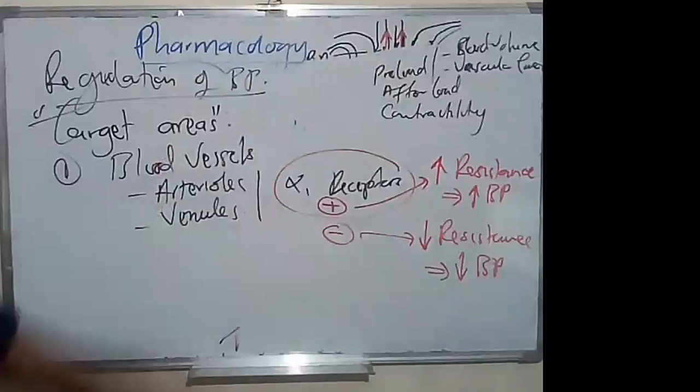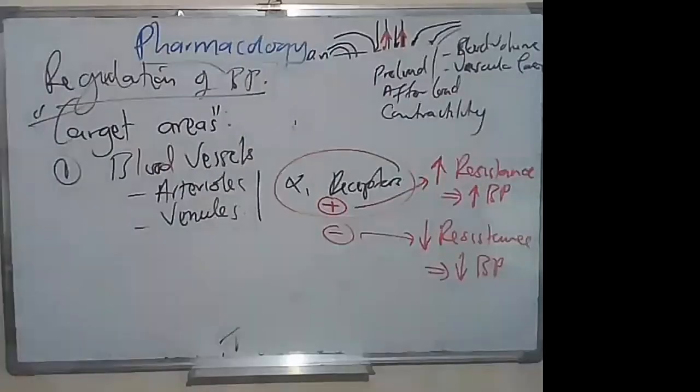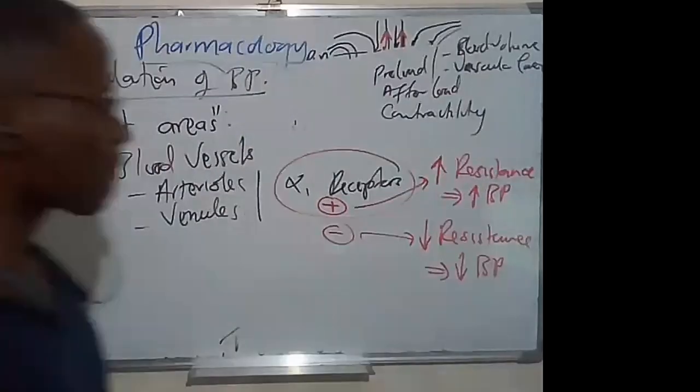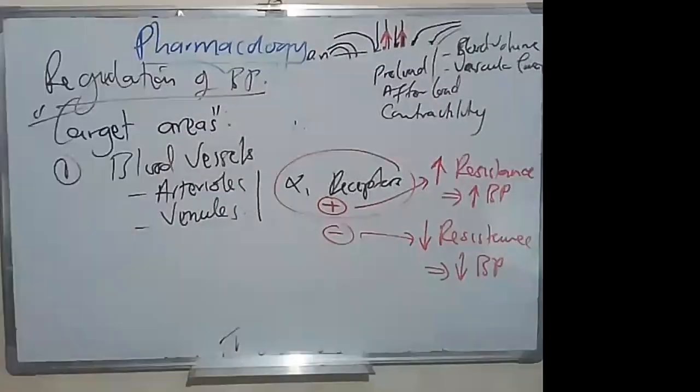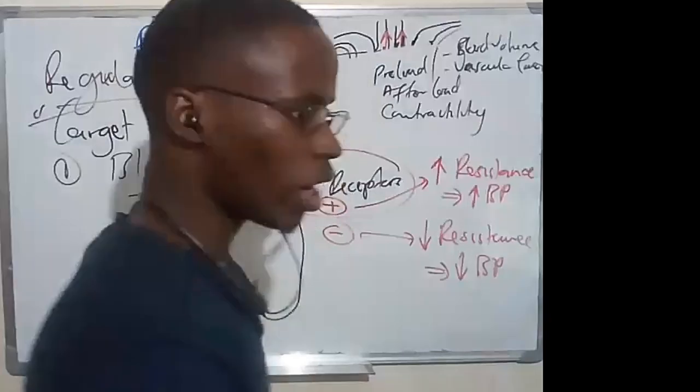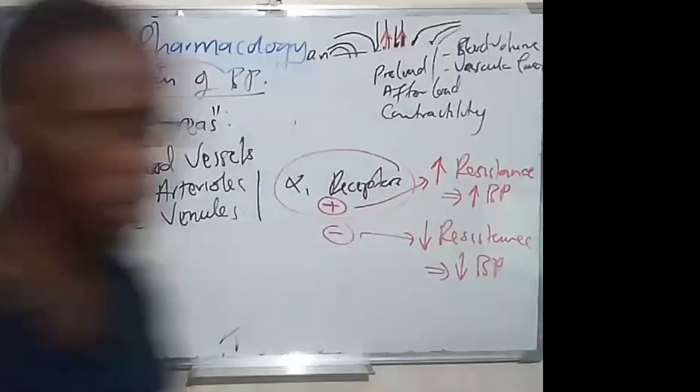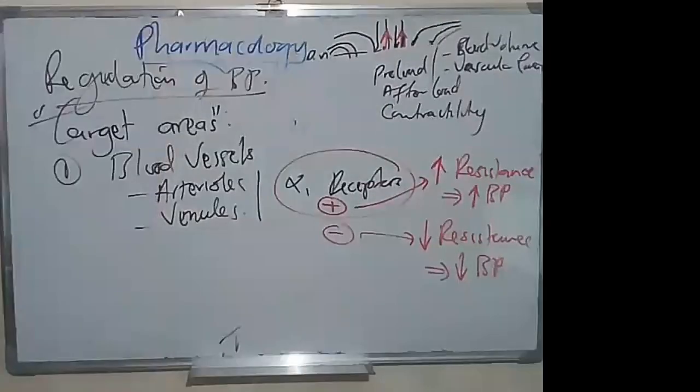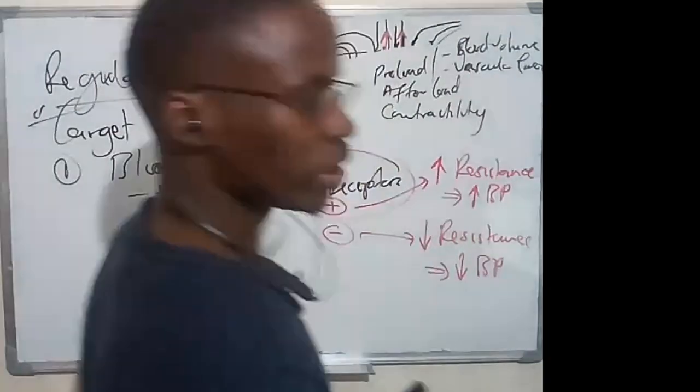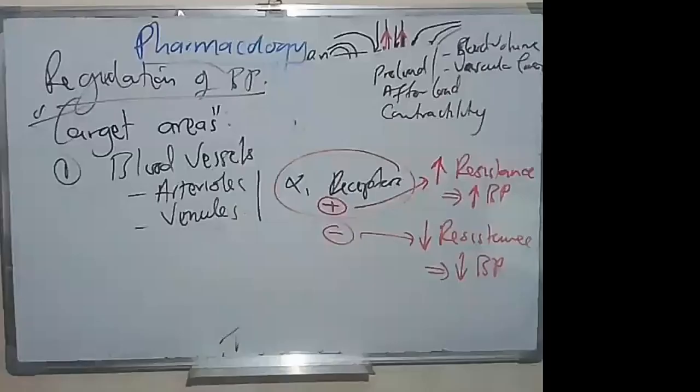Let me give you an example. In a case of, let's say, remember, fight or flight, okay? In a case of fear and everything, you find that there's going to be regulation of those receptors. Okay, what is the other target? What is our other target as we look at regulation of this?